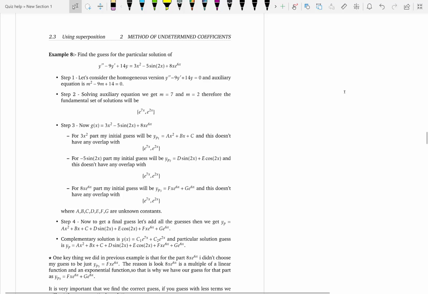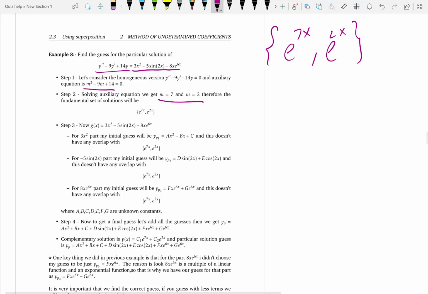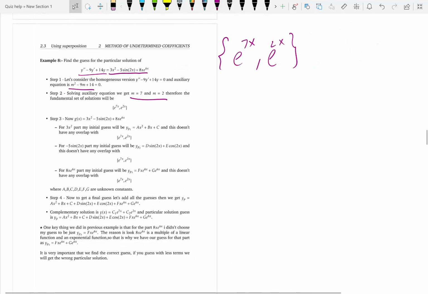All right. Now here we have a differential equation with a complicated right hand side. How are we going to deal with that? Let me show you. First of all, we use the auxiliary equation and we get m squared minus 9m plus 14, and then we factorize it and we get roots 7 and 2. So our fundamental set of solutions is e to the 7x, e to the 2x. We want to do that because we are not sure whether we have overlaps or not.